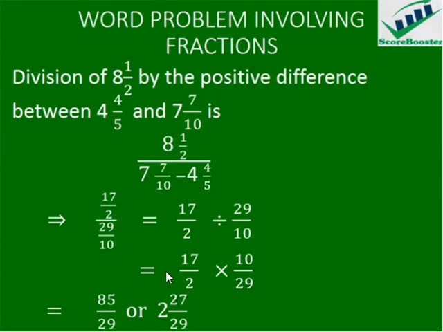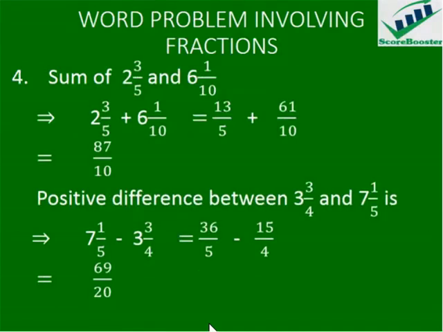And that solves the question. Here you can use your calculator to check to see if the answer is correct. So the division of 8.5 by the positive difference between 4 whole number 4 over 5 and 7 whole number 7 over 10 is what? It's 85 over 29 or 2 whole number 27 over 29. This is gotten when you change this to a mixed fraction. You know, this is an improper fraction, and here it is changed to a mixed fraction. Either you write it like this or like this. They are both correct. So now we move to the fourth question.